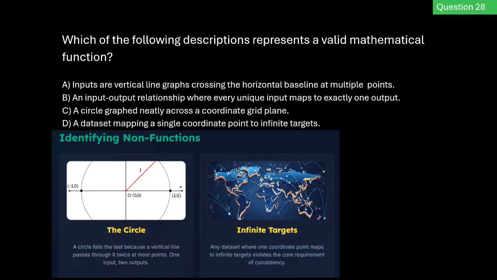Now let's look at two classic failures. First, the circle. A circle completely fails the vertical line test because a vertical line passes through it twice at almost every point. One input gives us two outputs. Second, look at a dataset with infinite targets. Any mapping where one single coordinate point shoots out to infinite targets completely destroys the core requirement of input-output consistency. It's completely unpredictable.